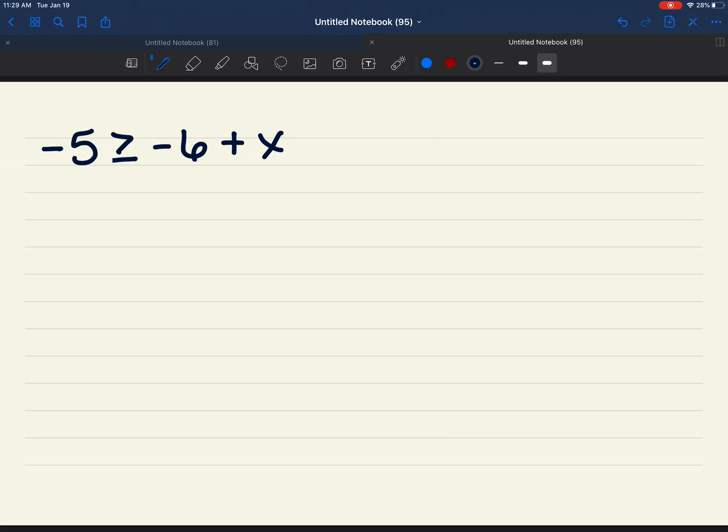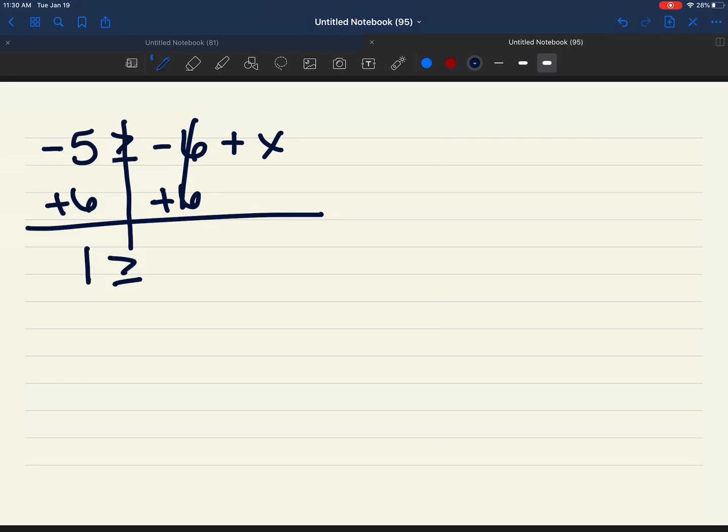Okay, somebody want to try this one? Negative 5 greater than or equal to negative 6 plus x. Listen, you guys, it's exactly what, Tanner? Plus 6. Yeah, just plus 6, right? We want to get x by itself, so we do the opposite of what we see. So my 6's cancel. What's negative 5 plus 6? 1. So I get 1 greater than or equal to x.